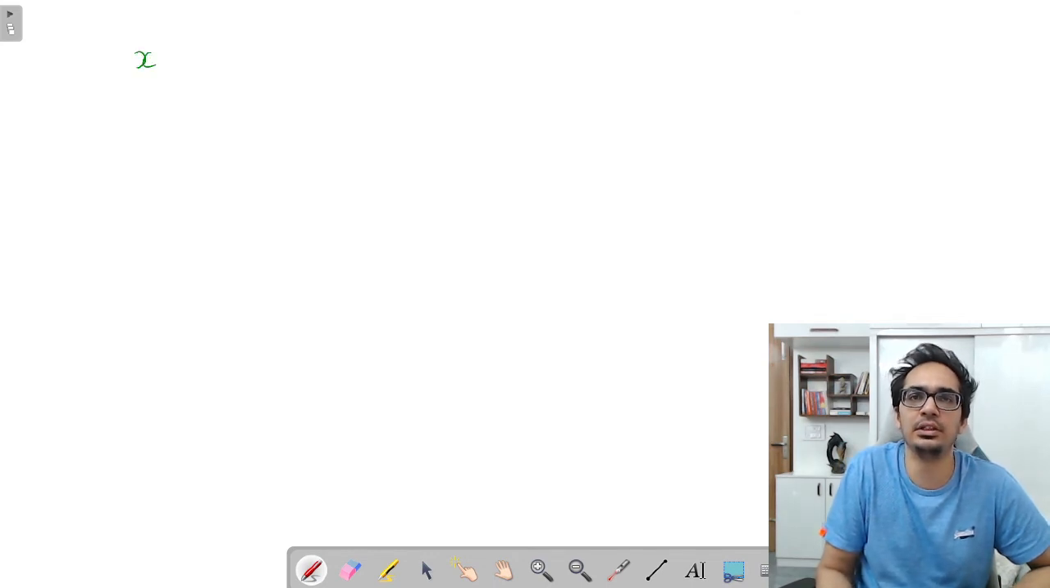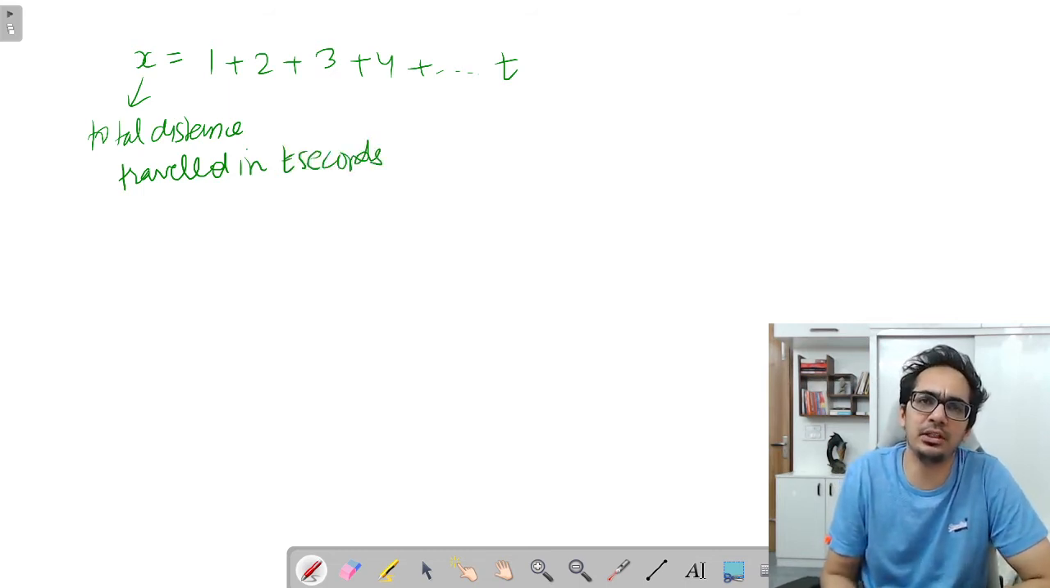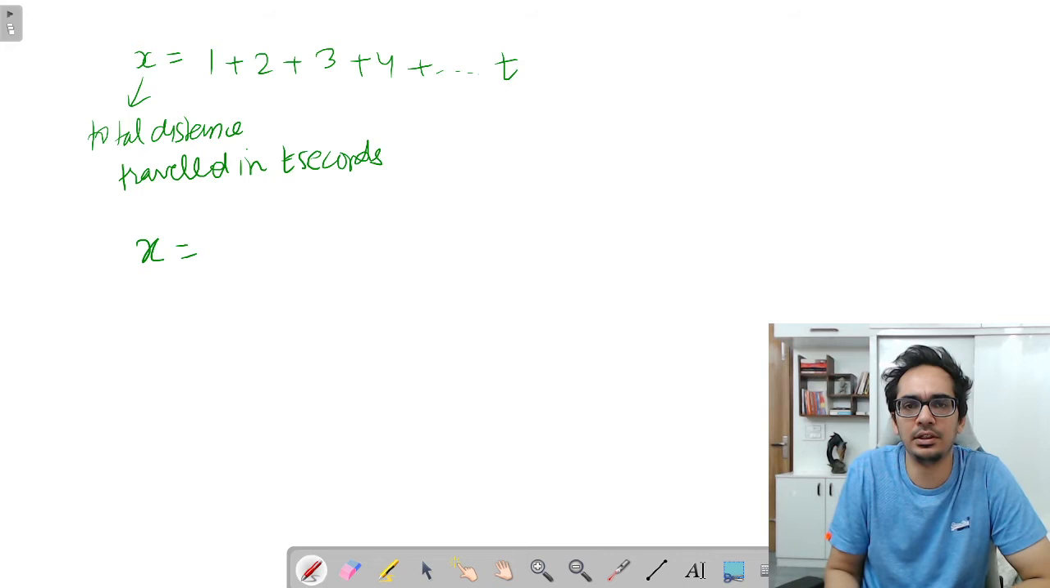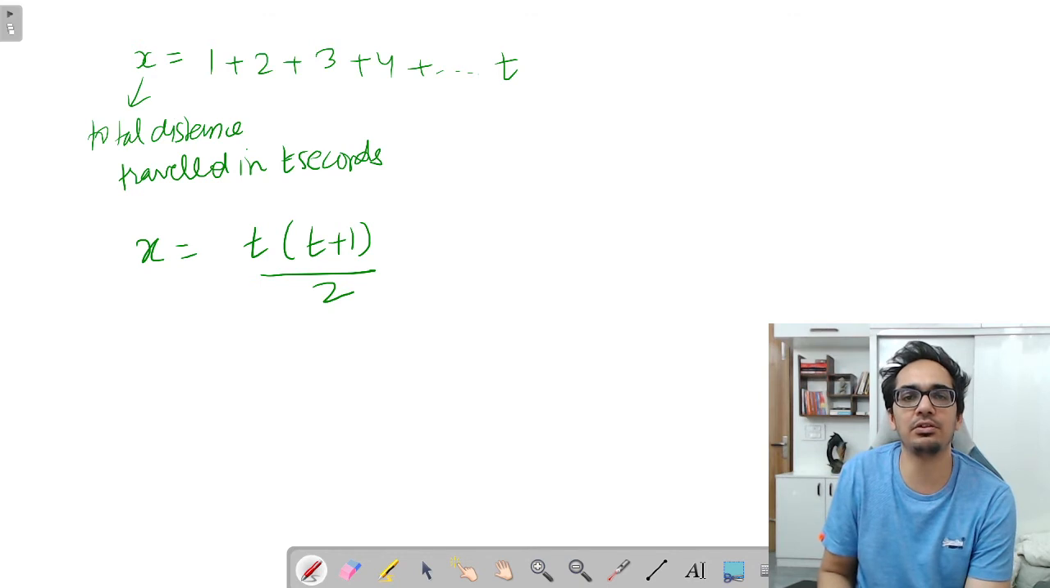Distance traveled is, like, in 1 second, first travels 1 meter, then in second second 2 meter, then in third second 3 meter, then 4 meter, and so on till t. So x is the total distance traveled in t seconds. Now this is the sum of n natural numbers, n into n plus 1 by 2. So n here is t. So t into t plus 1 by 2 is x.